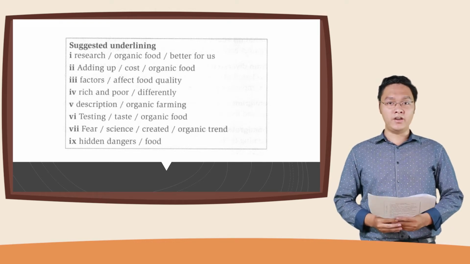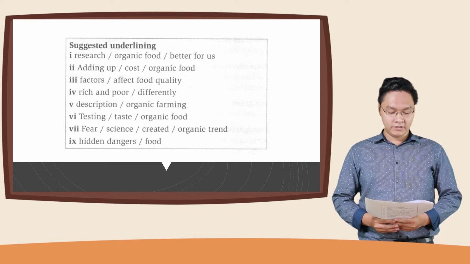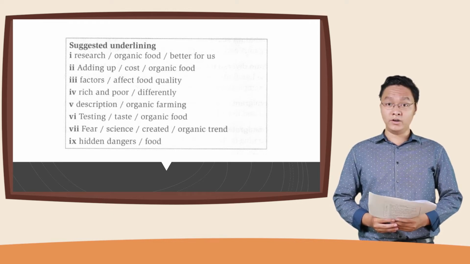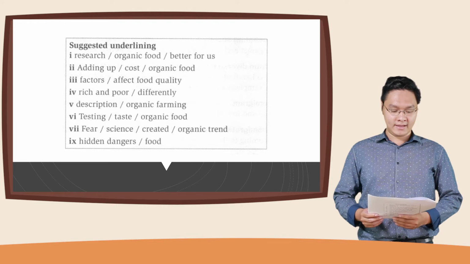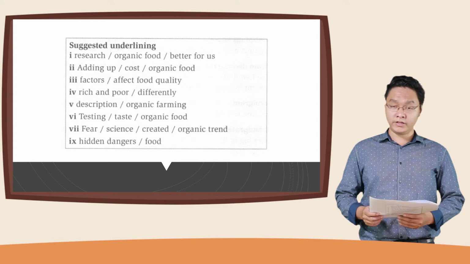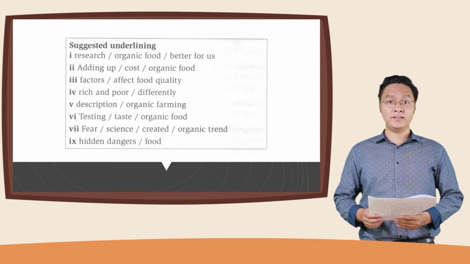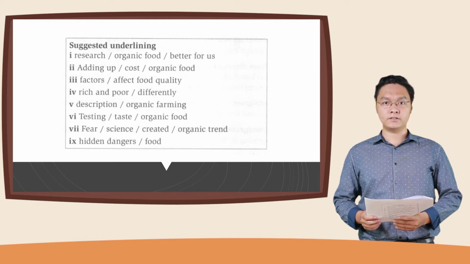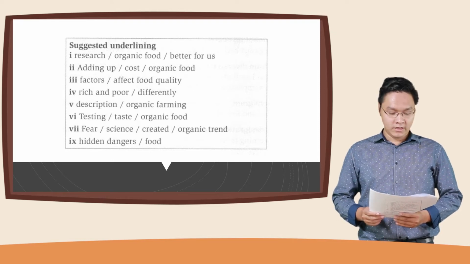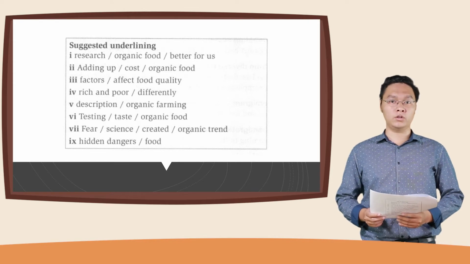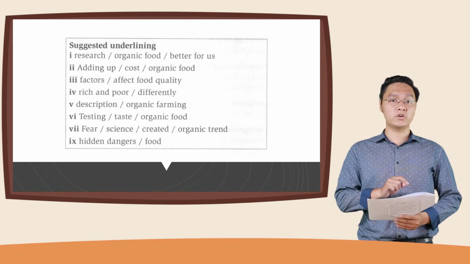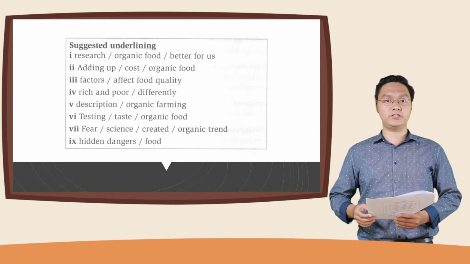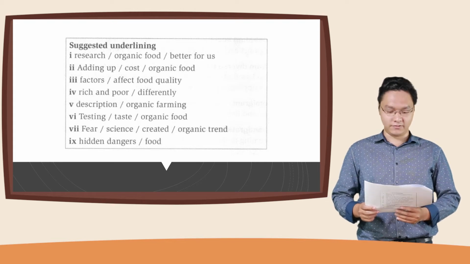Alright, in number 1, there are 3 keywords that you can identify. You have research, organic food, and better for us. Number 2, you have adding up, cost, organic food. And number 3, you have factors. Remember guys, here you have more than one factor. So pay attention to the S. Then you have affect, the food quality. When you have the word affect, you should know that you're looking for a cause and effect relationship in the information of the passage. No, not of the passage, of the paragraph.